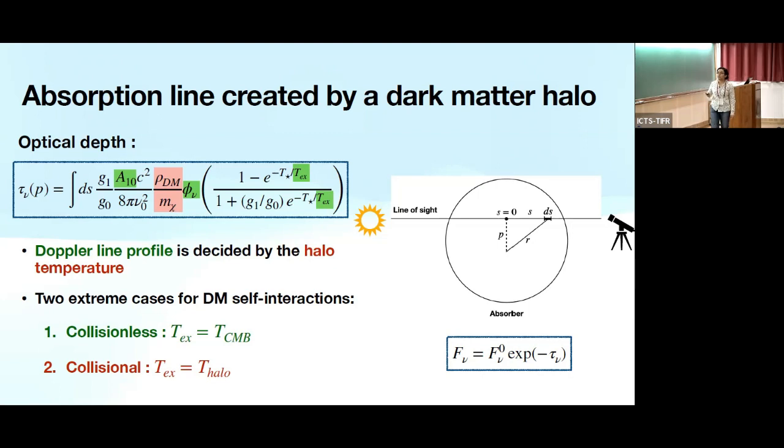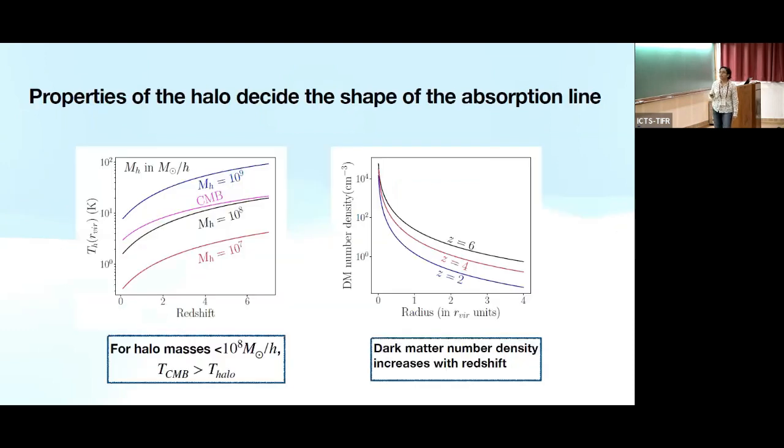So if particles are moving along the line of sight or away from the line of sight, that brings a spread in the absorption signal. Here we take two extreme scenarios. One is we consider dark matter to be collisionless. So there is no inelastic collision, and we just have CMB as our background source. So the excitation temperature is equal to the CMB for the collisionless case. And if it is collisional, then the excitation temperature is equal to the temperature of the halo, which is basically coming from gravitational interactions. Now these are some properties of the halo that I'm showing.